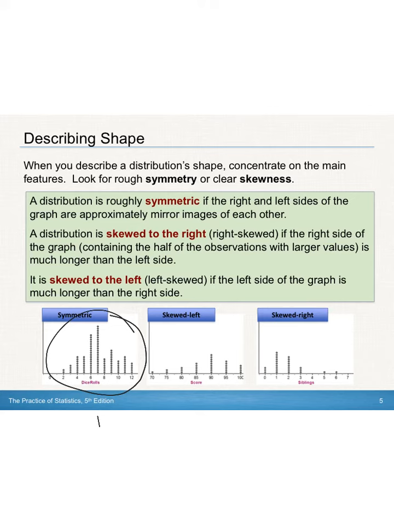In this particular case, this low set of scores skews the information to the left. So when you talk about skewing, you want to think about the data value that's pulling it. That's the direction that you're going to talk about. This one is skewed to the right because there was one family with a lot of siblings. So shape: symmetrical, skewed left, skewed right.